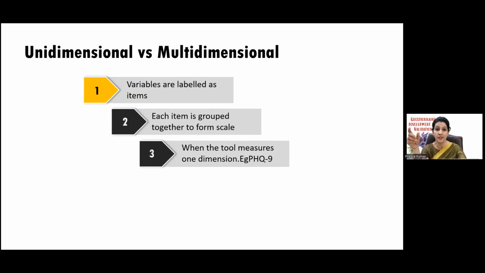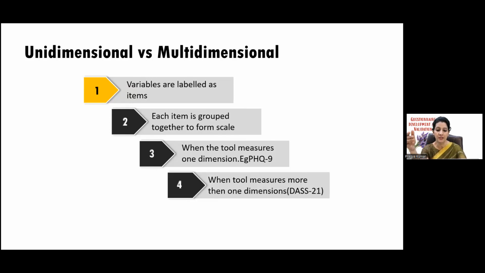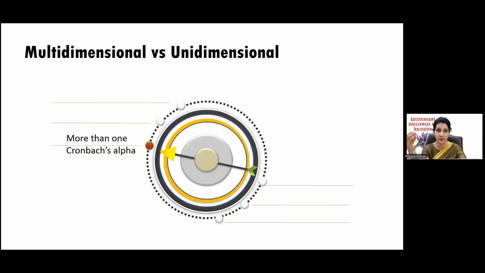And yesterday you also saw the GHQ and the quality of life BREF. The quality of life BREF was a multi-dimensional scale. In the case of the DASS, the depression anxiety score, it again measures more than one dimension, so that is multi-dimensional. One of the assumptions of Cronbach alpha is that it assumes that the scale is unidimensional. That is one of the limitations of Cronbach alpha. That's why we will see that we do Cronbach alpha twice.